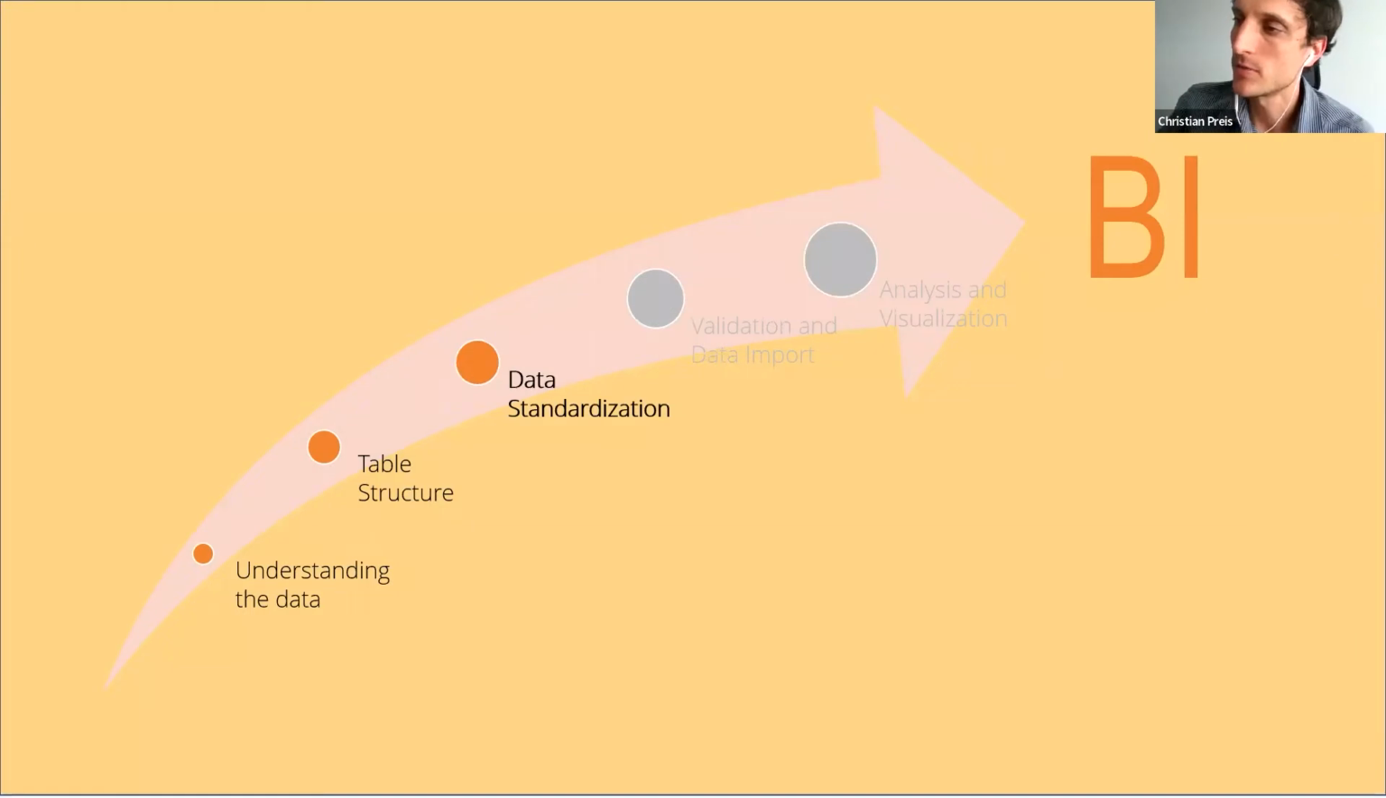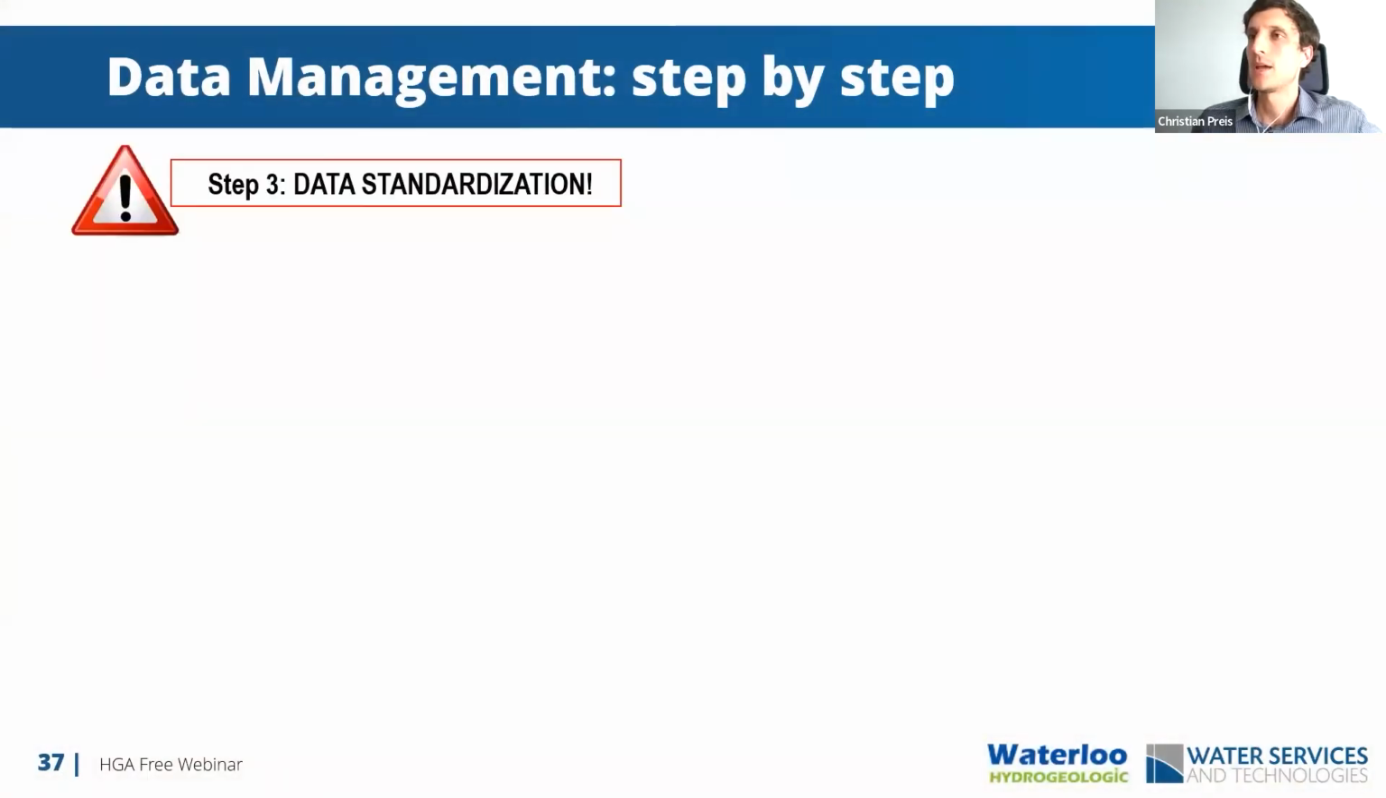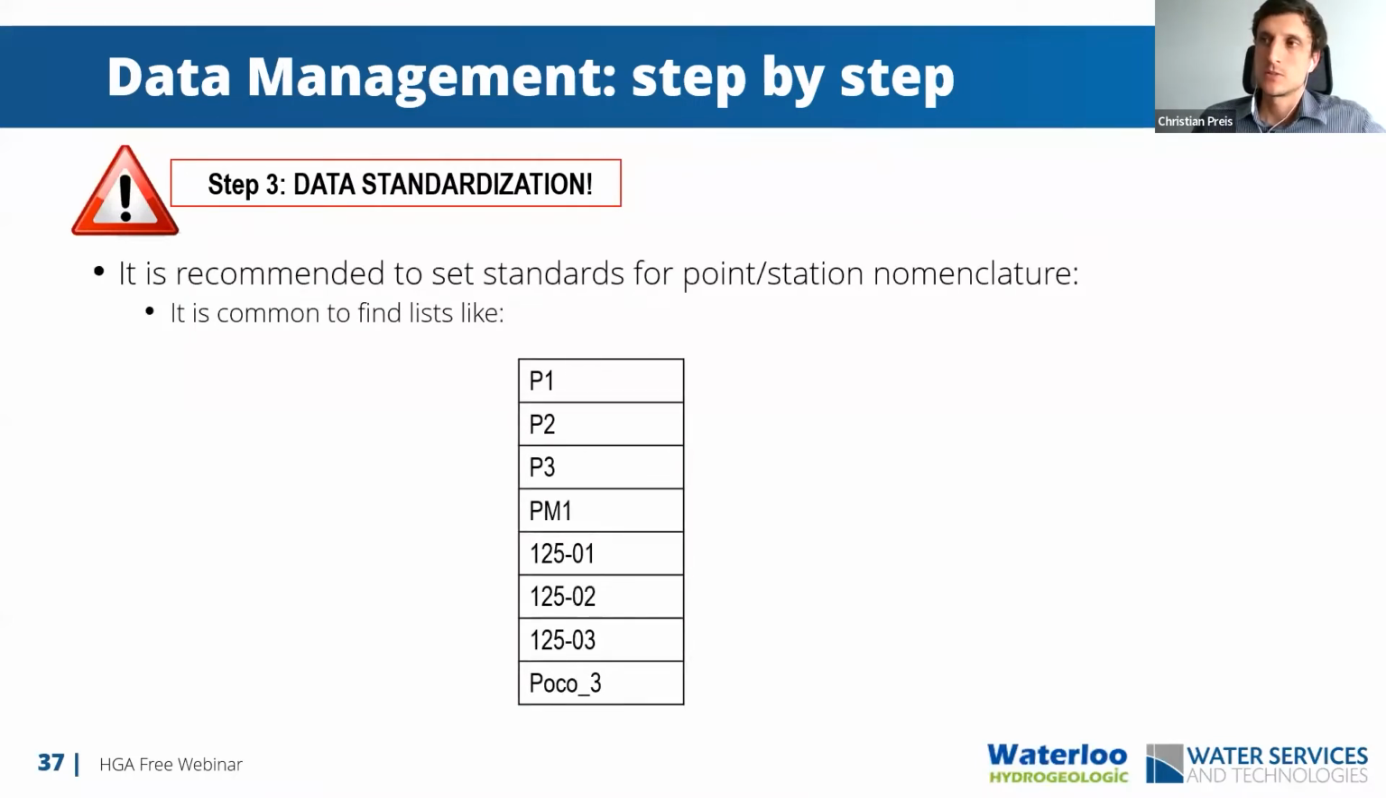And the next step, after we have the table structure, we need to establish some standards for our data. And this is a very, very important step. First, it's recommended to set some standards for point or station nomenclature. For example, it's very common to find names like P1, P2, P3, PM1, and just a number, 12501. So it's very common to find this kind of simple letters or numbers.